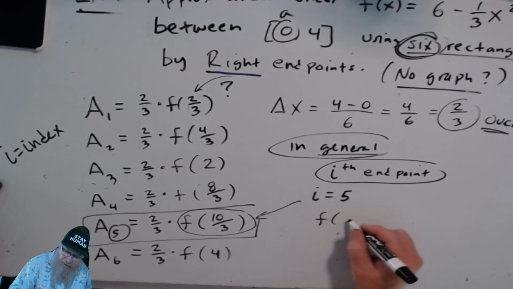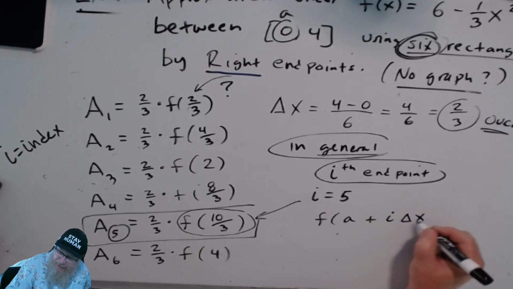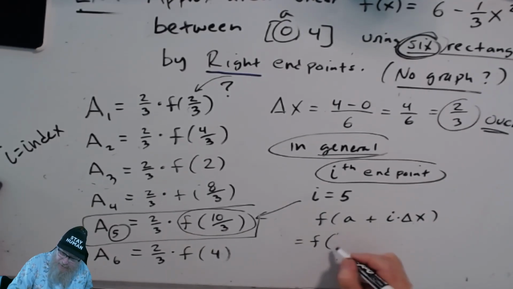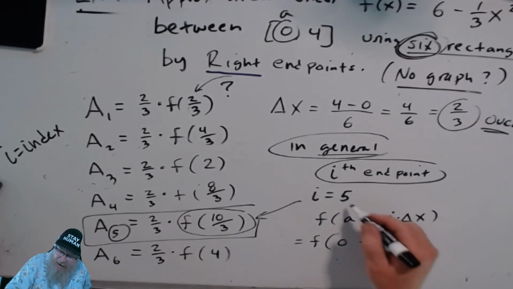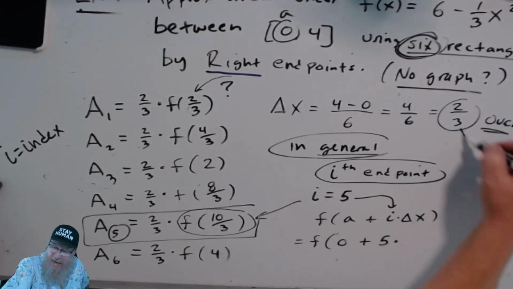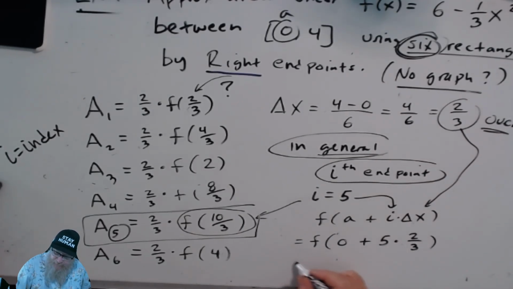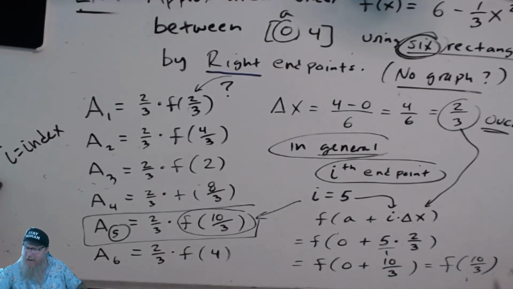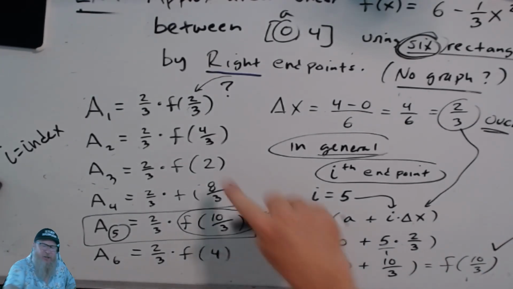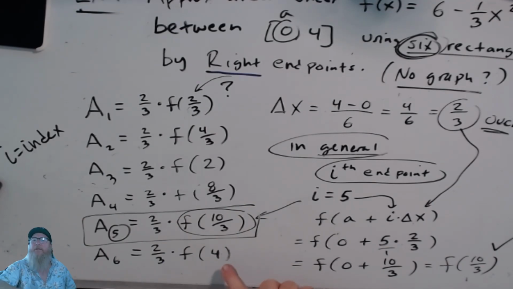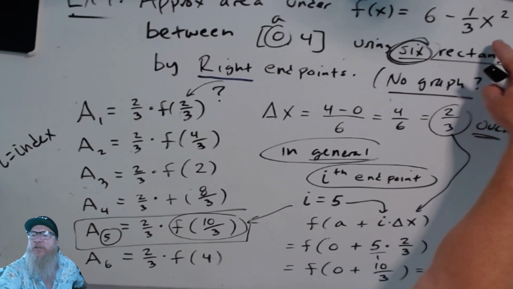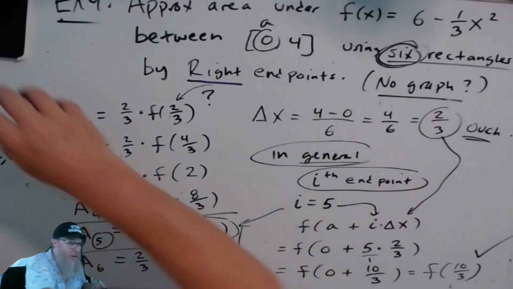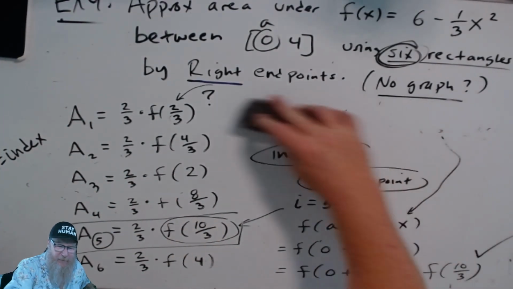So you're going to say f of a plus i times delta x equals f of 0 plus 5, because i is 5 and delta x is 2/3. F of 0 plus 10/3. Remember, 5 is just 5 over 1. Yeah, 5 times 2, 10/3. So there you go, f of 10/3. Check. It's a good idea to check that the numbers you're plugging in are the right numbers, because by the time you plug them into this function, which I'm going to do next, if they were wrong, you'll have to do the whole darn thing over again.